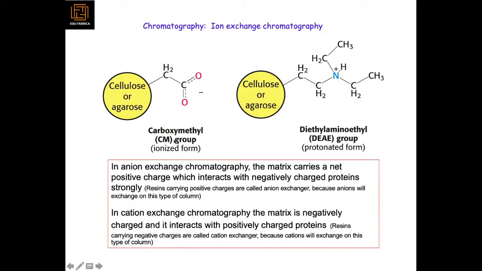So this is the ionized form. This is the protonated form of one group attached to cellulose or agarose. In ion exchange, there are two types: anion exchange and cation exchange. In anion exchange chromatography, the matrix carries a net positive charge which interacts strongly with the negatively charged protein, while in cation exchange chromatography, the matrix is negatively charged and it interacts with the positively charged proteins.